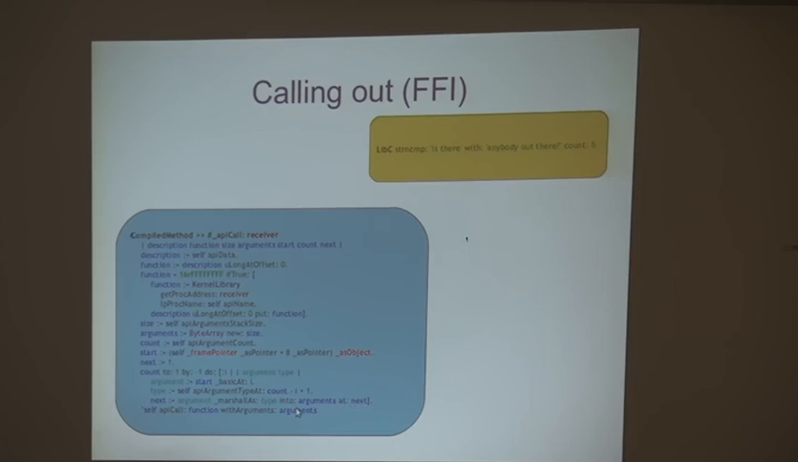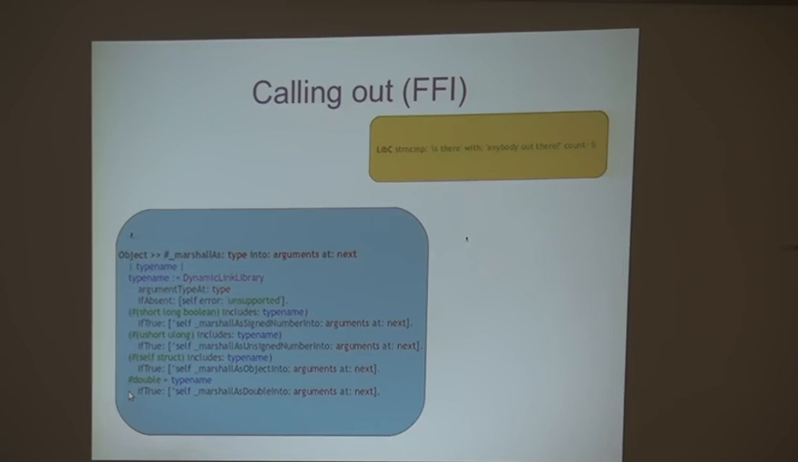You can see that in the last lines: marshal as type into arguments at next. So we are saying you have to put your representation as, for example, an unsigned long in that position of the array. In the end, we take this array and expand it in the stack. After that, we can only do a call to the native function.